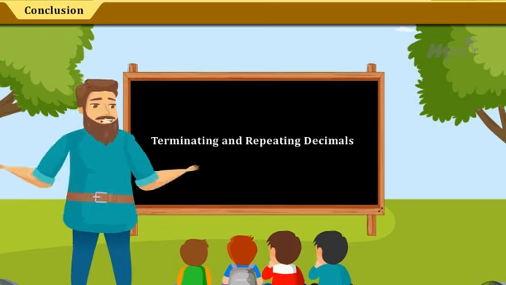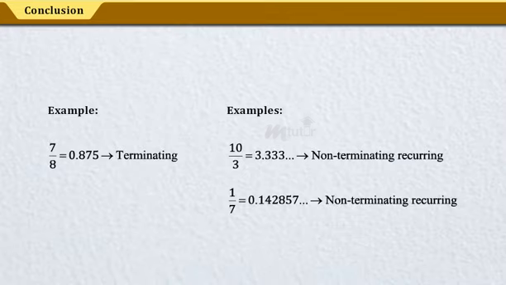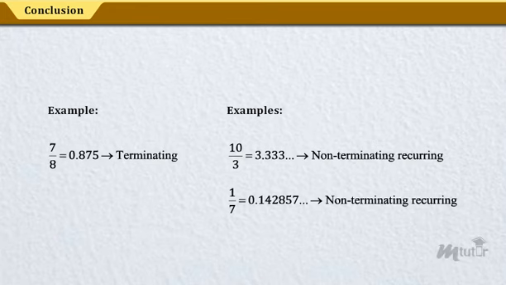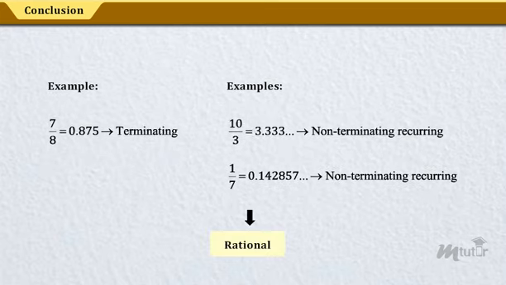Conclusion. Okay, children, I think it's time for you all to leave for your home. Hope this makes you clear about the terminating and repeating decimals. We studied that the decimal expansion of a rational number is either terminating or non-terminating recurring. Thus, a number whose decimal expansion is terminating or non-terminating recurring is rational.